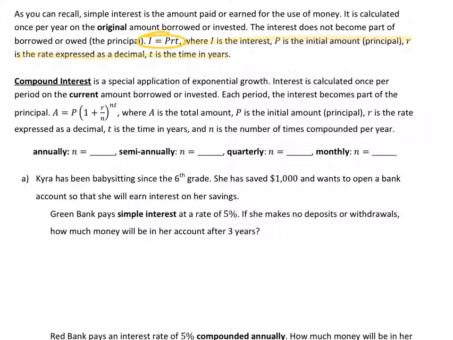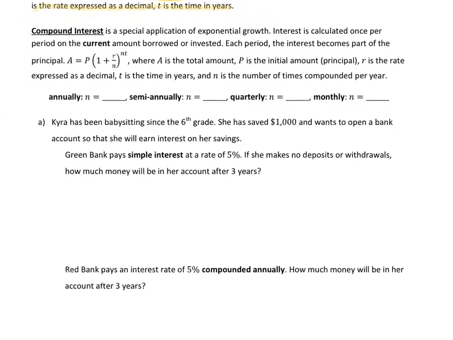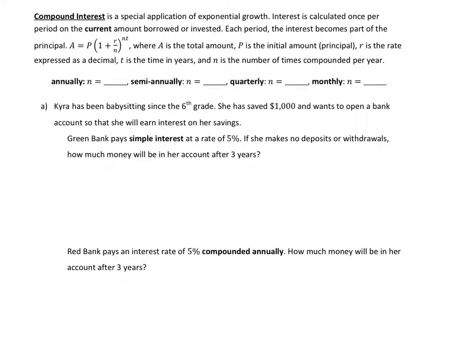Compound interest, which we visited a little bit last year, but we'll do much more thoroughly now, is a special application of exponential growth. Interest is calculated once per period of time on the current amount borrowed. So current is very important. Principal will be changing. Each period, the interest becomes part of that principal.